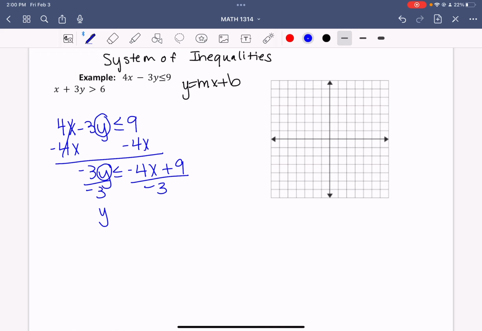Now, negative 4 over negative 3 is a positive 4 over 3x. 9 over negative 3 is minus 3. And because we divided everything by a negative, we're going to flip that inequality. So I'm going to go ahead and first take this inequality, like you've seen before, and I'm going to graph it. So that means I'm going to have a dot at negative 3. And then I'm going to go up 1, 2, 3, 4, and I'm going to go over 1, 2, 3. And then I can put my new dot.